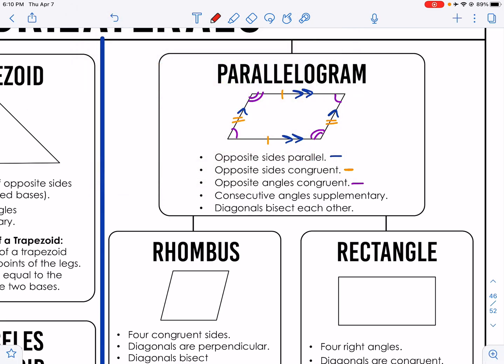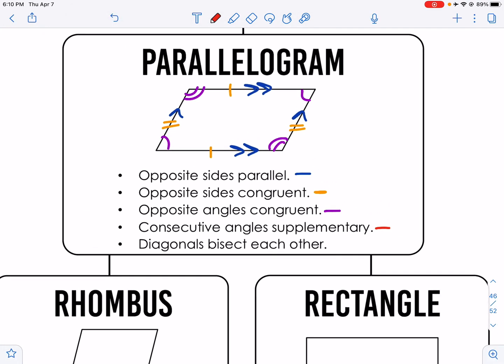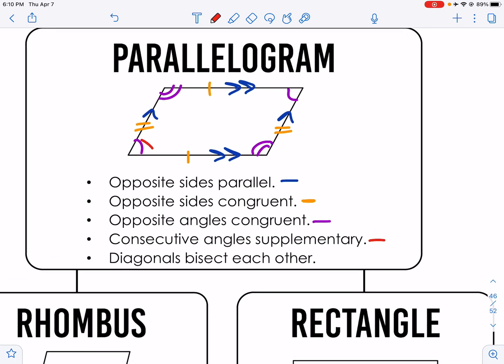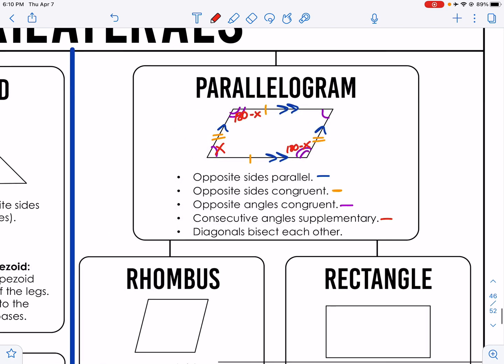Consecutive angles are the angles that are right next to each other, and they're supplementary. So what we're going to do to show that is say this angle here is x, which means the angle right next to it would be 180 minus x. You can also put this one as 180 minus x. Either one of those angles right next to each other is going to be supplementary.